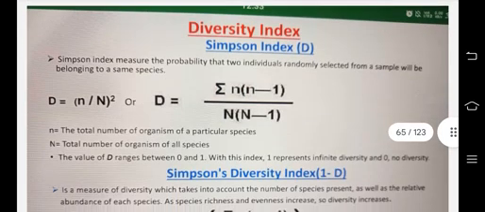Diversity index, Simpson's index. Simpson's index measures the probability that 2 individuals randomly selected from a sample will belong to the same species.